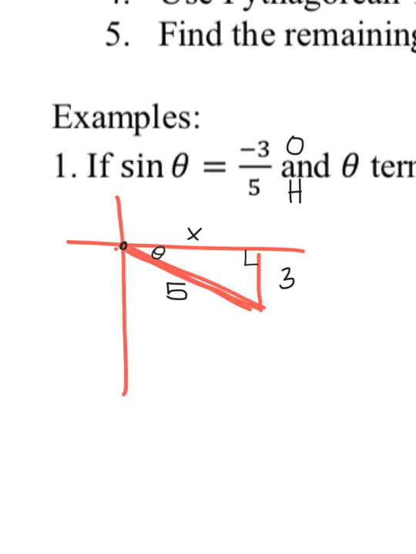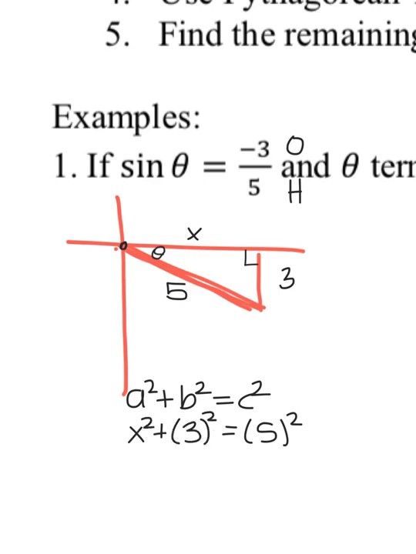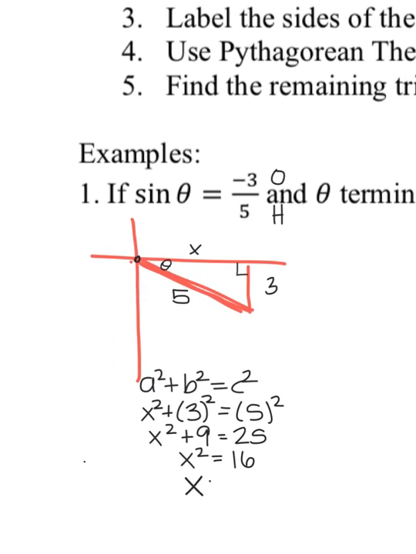Your fourth step is to use Pythagorean theorem to find the missing side. Pythagorean theorem is a squared plus b squared equals c squared, where a and b are the legs and c is the hypotenuse. So c has to be 5. A and b doesn't matter if you switch it up. So we have x squared plus 3 squared equals 5 squared. X squared plus 9 equals 25. X squared equals 16. You take the square root of 16. That means that x is equal to 4. So instead of x, I'm going to erase this. X is really 4.